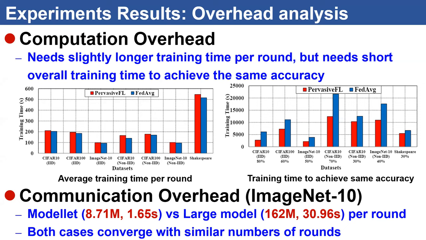Since PervasiveFL shares knowledge among devices using small-scale modulates, the computation overhead of PervasiveFL is much smaller than traditional FL approaches. As an example for ImageNet-10, the size of modulate gradients is 8.71 MB, which needs 1.65 seconds on average for one round of communication. However, the gradient size of the large model is 162 MB, which requires 13.96 seconds.